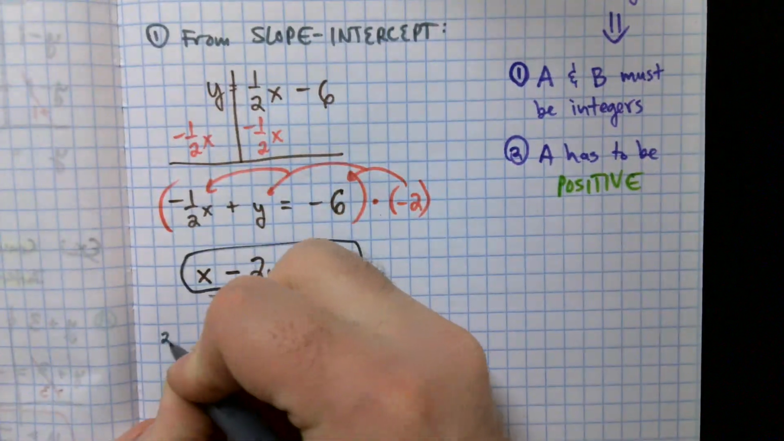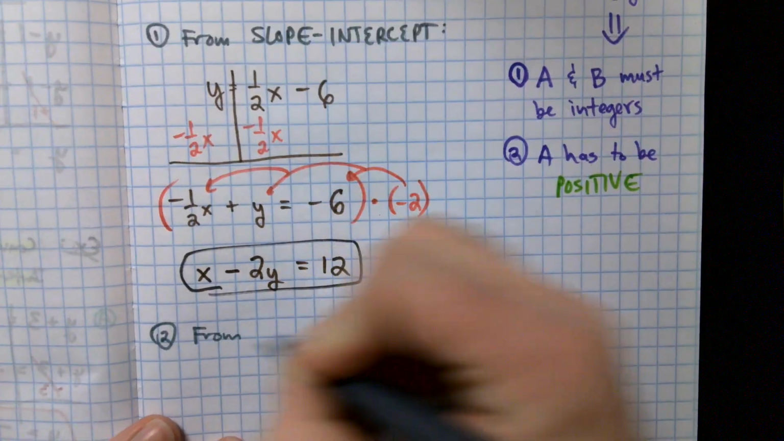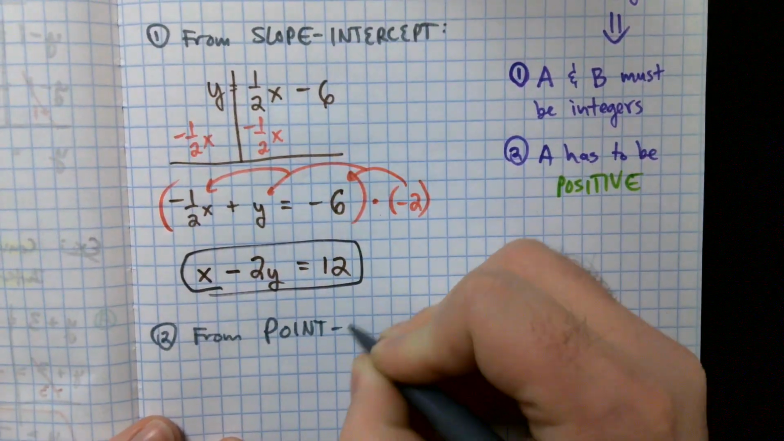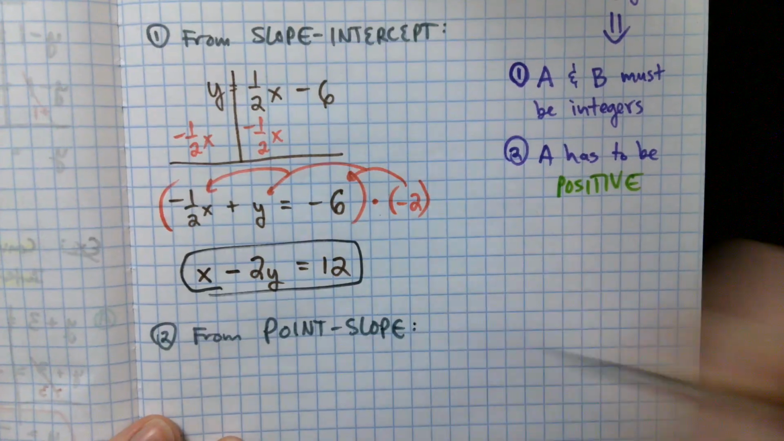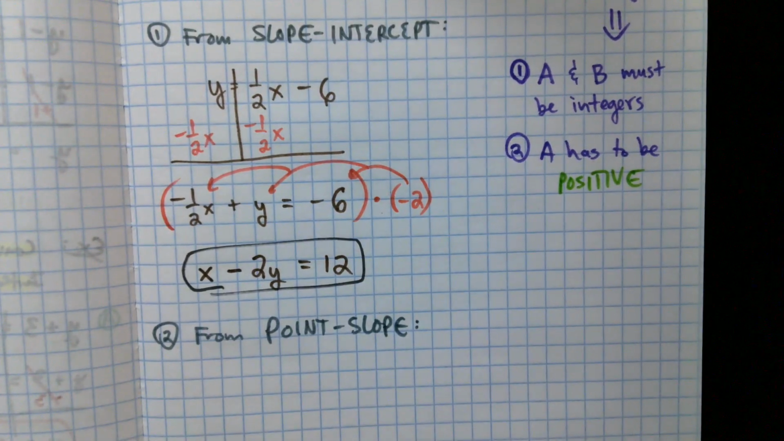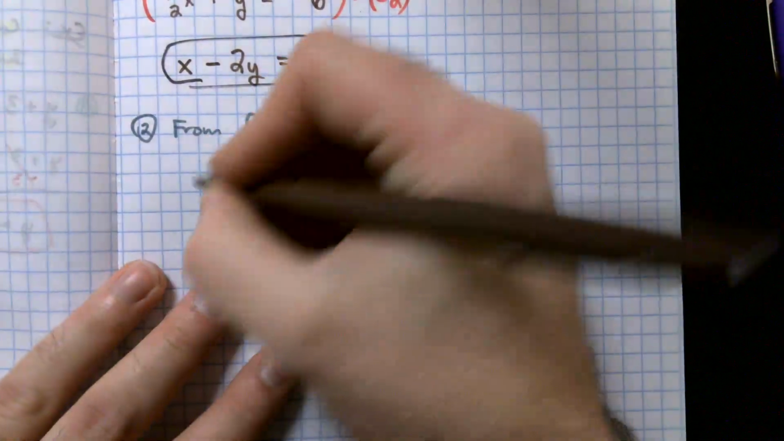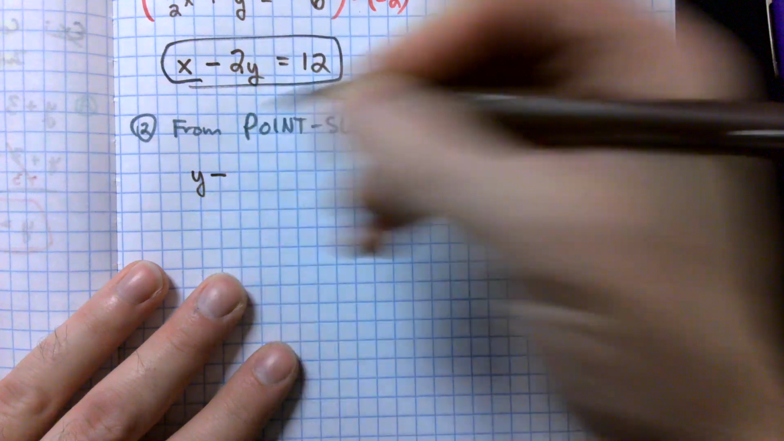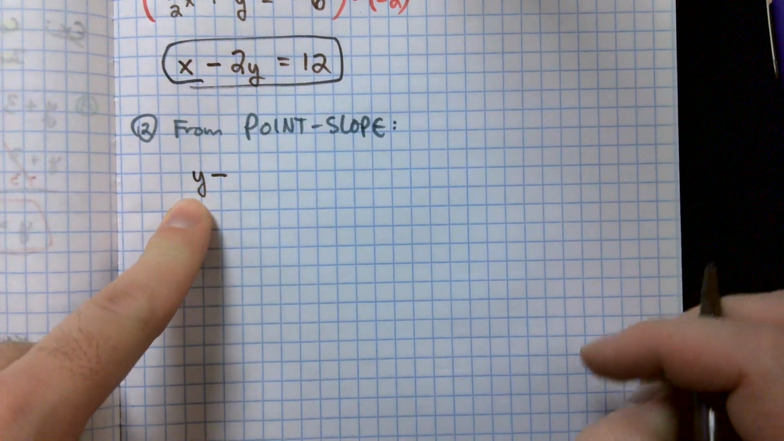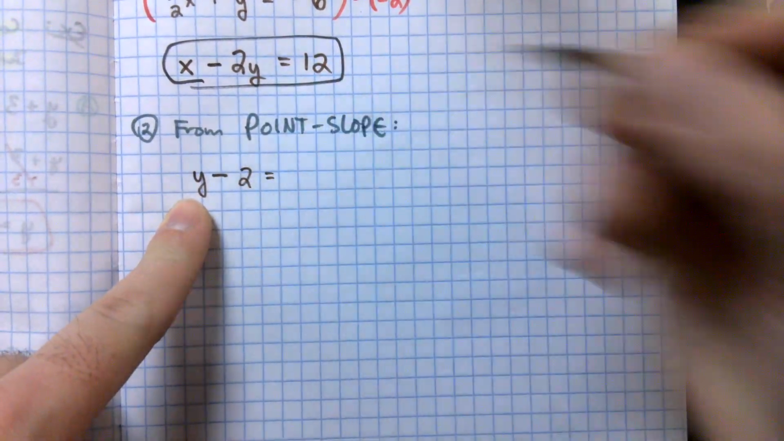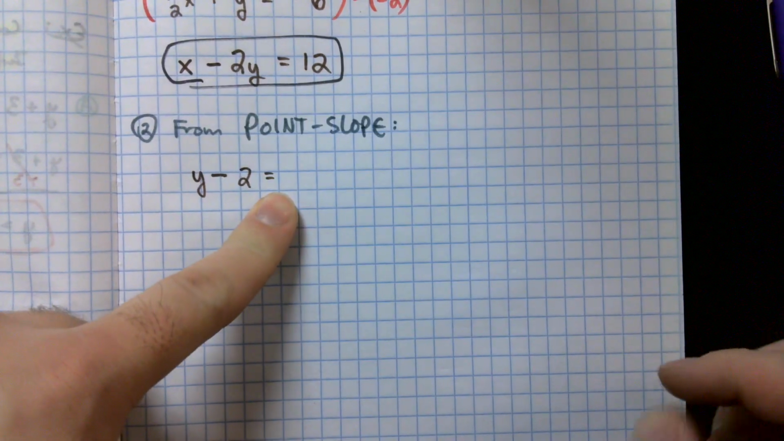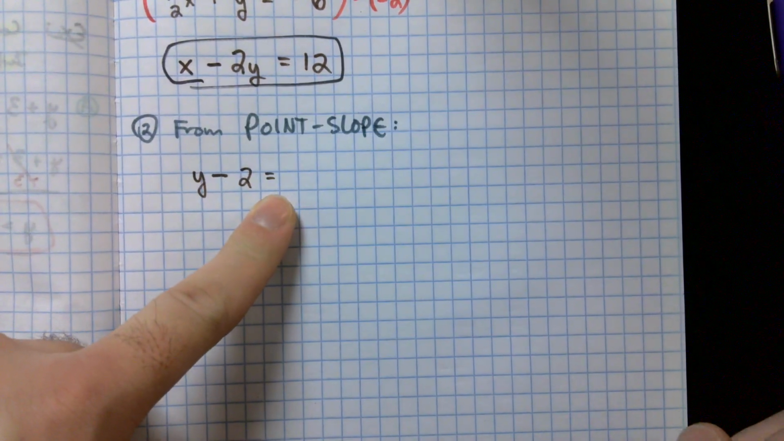What if we have something in point-slope? Let's write it from point-slope. Let's just come up with something random. Let's say y minus, someone give me a number. 2 equals, someone give me a fraction. 1/2. 1/2, too easy. We just had 1/2.